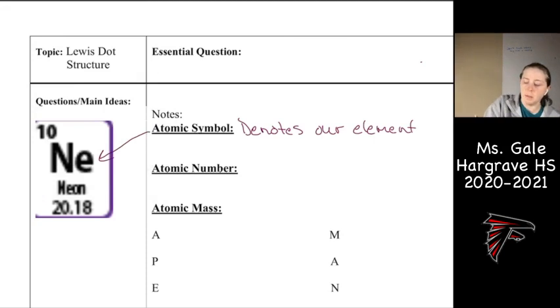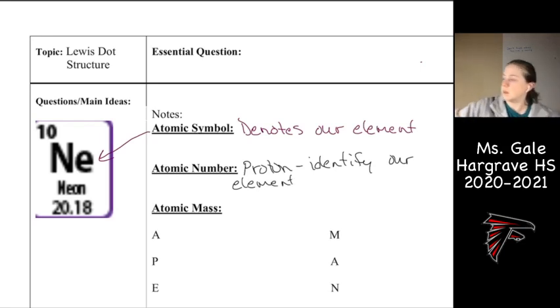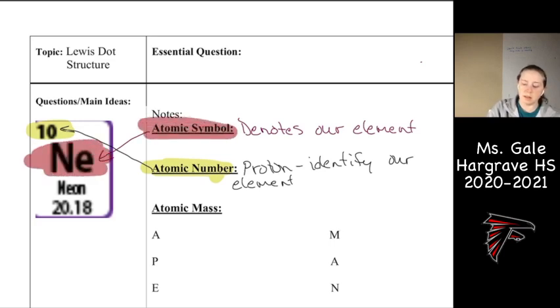Our atomic number is the protons, which identify our element. And our atomic number is always on top. No ifs, ands, or buts about it. Atomic number is always the number on top. Our atomic symbol are the letters.